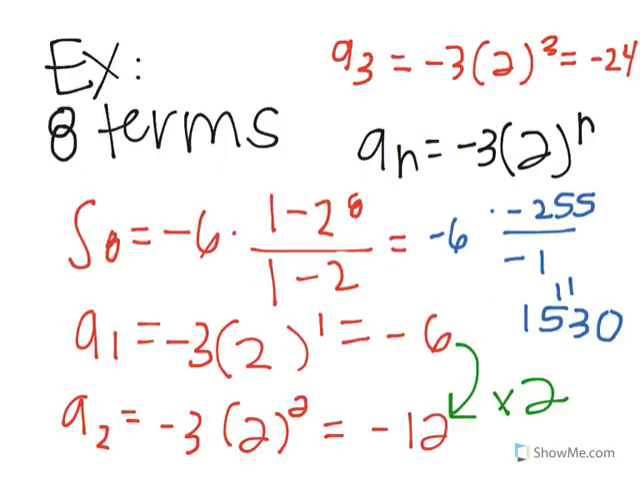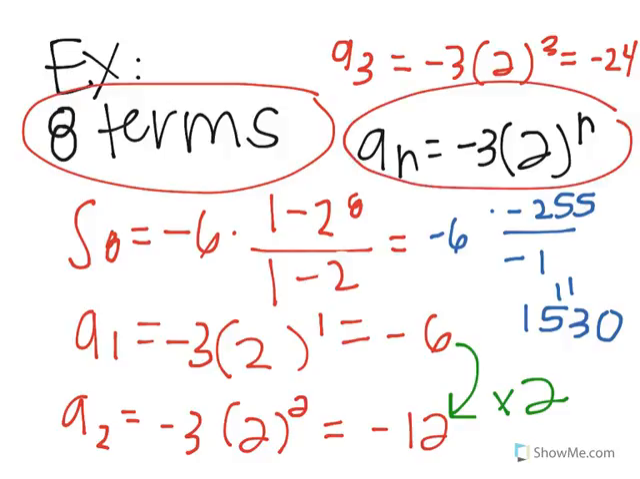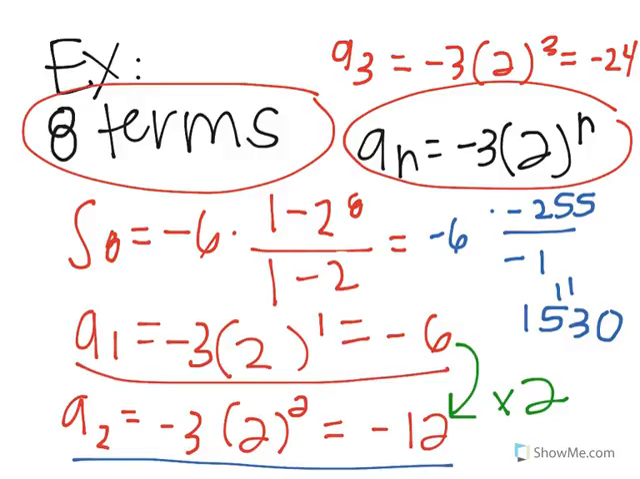Okay, if you look over here, it's asking you to find 8 terms. So this is the equation it's giving you, and you're trying to find the first 3 terms, just so you can find the common ratio. So we've plugged in 1 over here and we got negative 6, and the second time we got negative 12, and the third time up here, in the corner, we got negative 24.